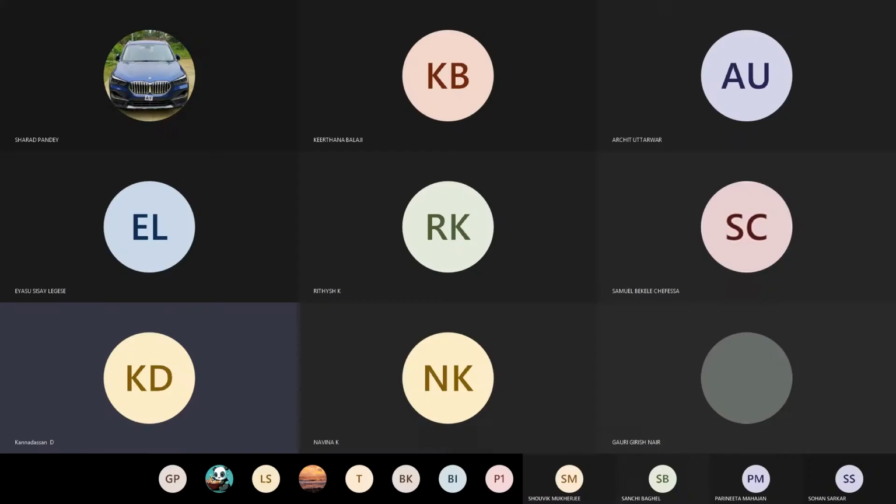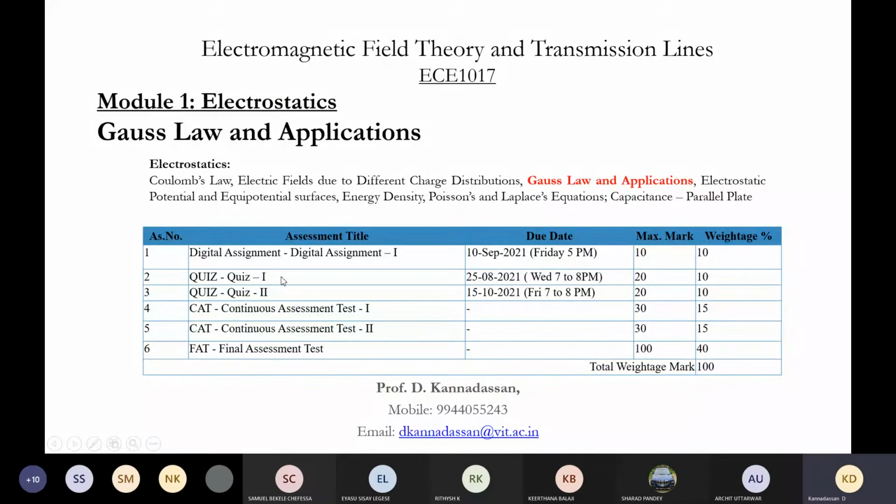The assessments are listed here. The digital assignment will come just before CAT 1. That is the final date, and I will give one week before. There will be a set of numerical problems we will solve, mostly based on the CAT 1 syllabus, which will give you a good idea about how the questions will be.